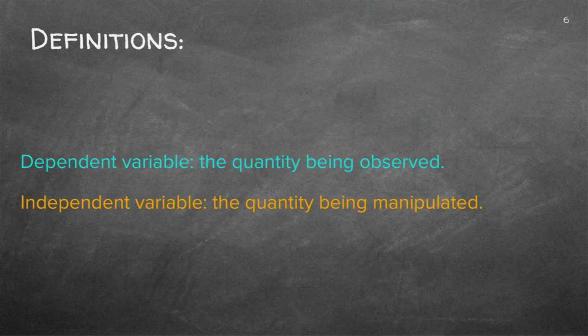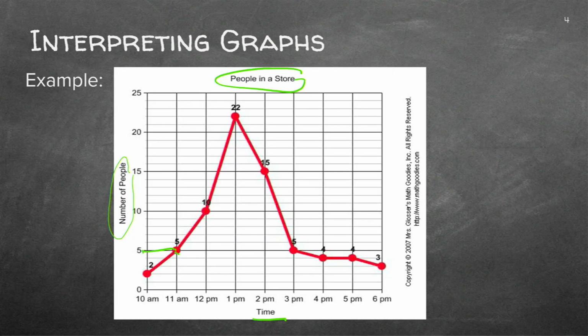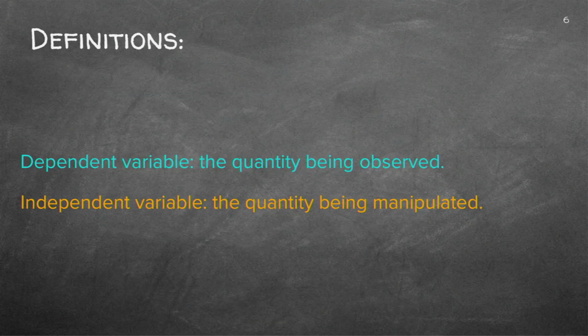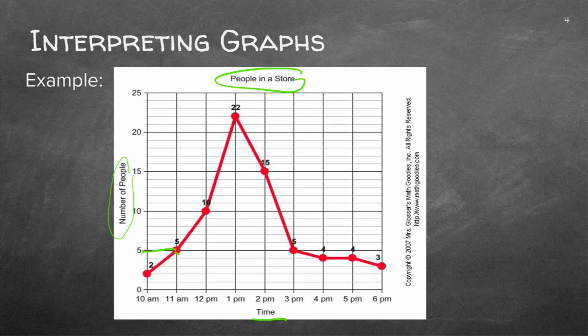So now, what is the definition of a dependent variable? It is the quantity being observed. In this case, we want to know how many people visit the store. So that is the dependent variable. And the independent variable is the quantity being manipulated. As we change the time, the number of people in the store will change.